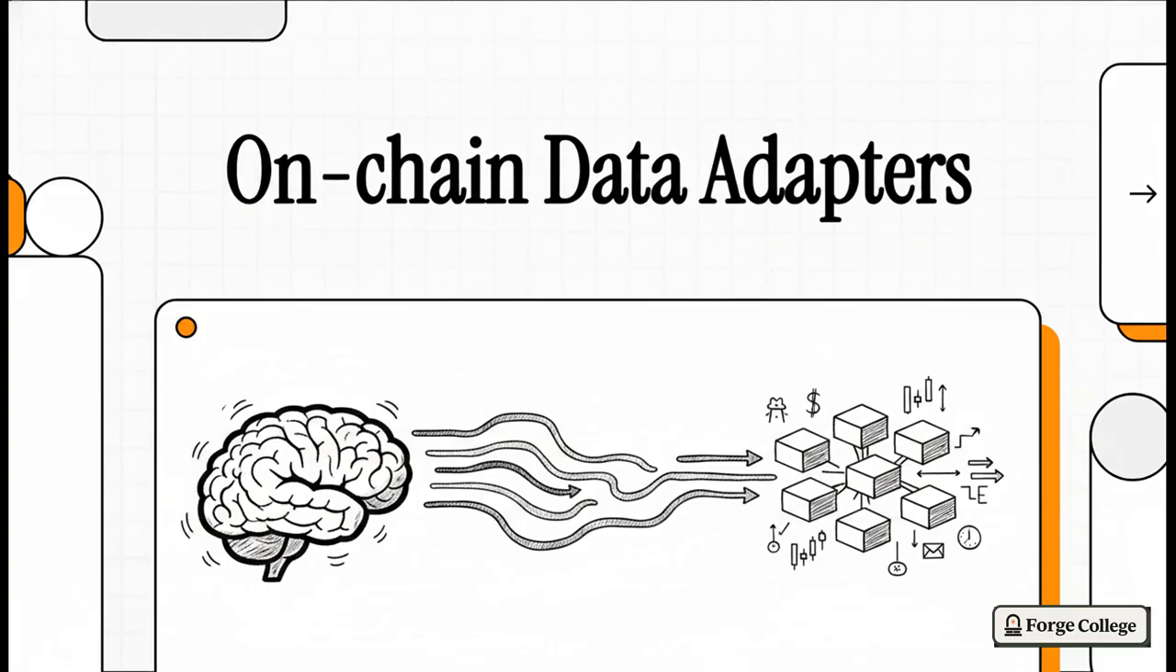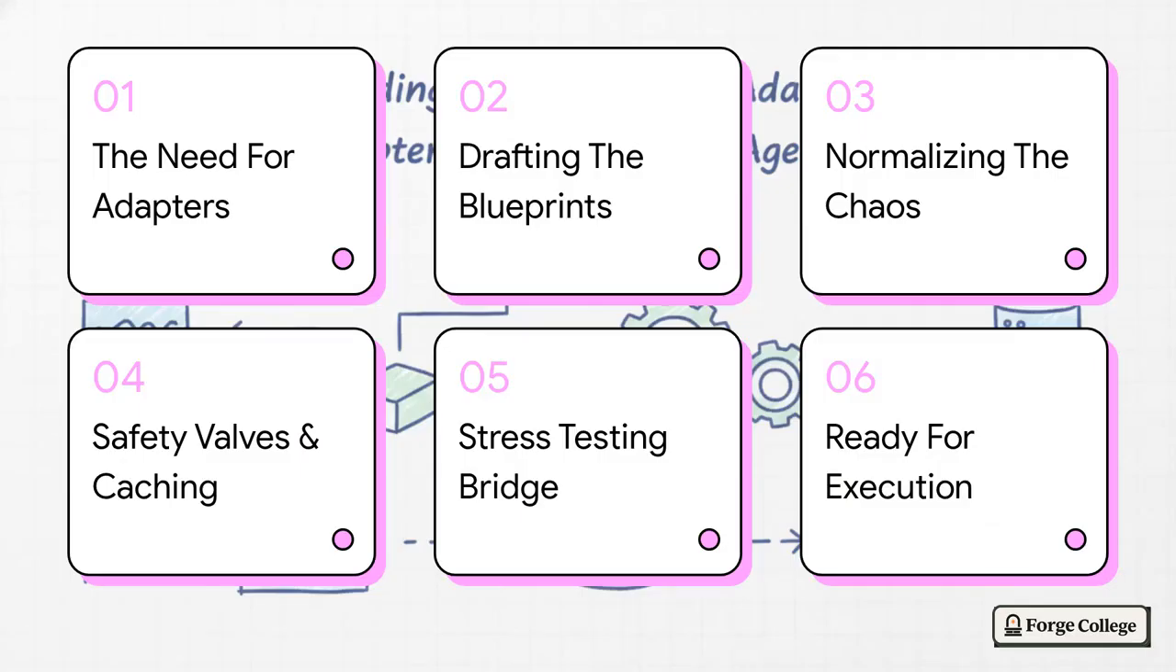So today, our goal is building on-chain data adapters. This is going to serve as our essential engineering blueprint to give our AI the live, highly reliable market data it absolutely craves to function. Okay, let's dive into this master blueprint for systematically handling what is, frankly, completely chaotic blockchain data ingestion. We'll hit the need for adapters, drafting the blueprints, normalizing the chaos, safety valves and caching, stress testing the bridge, and finally, getting ready for execution.